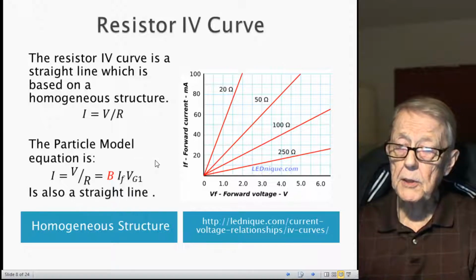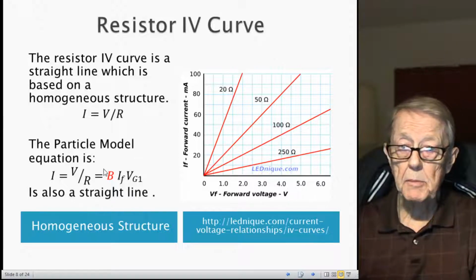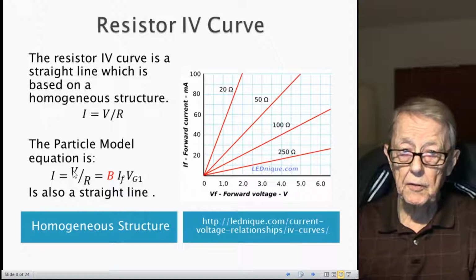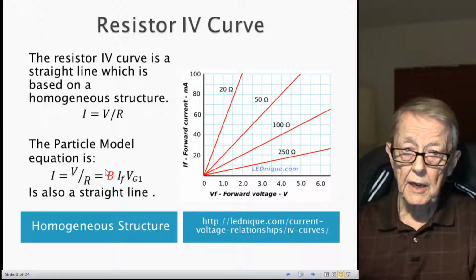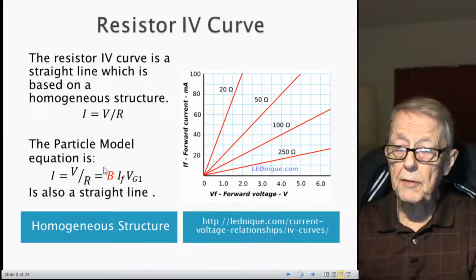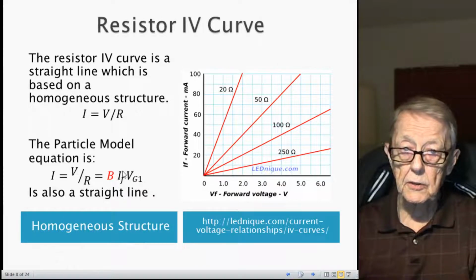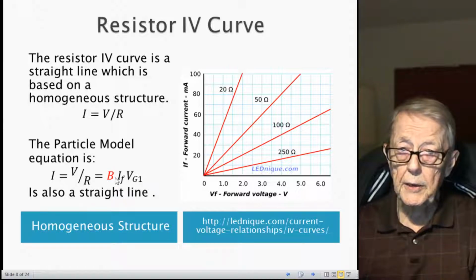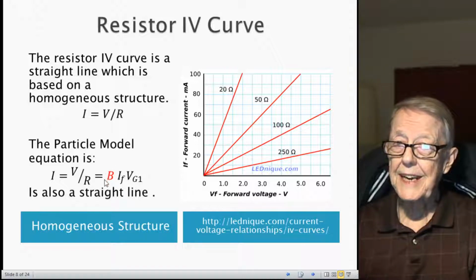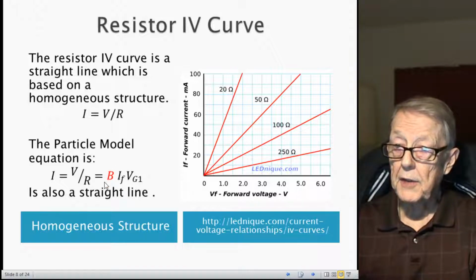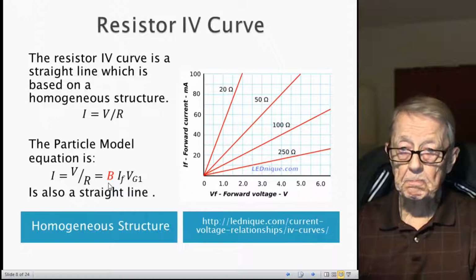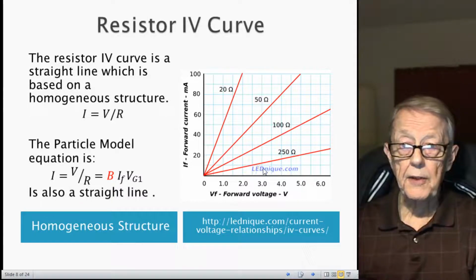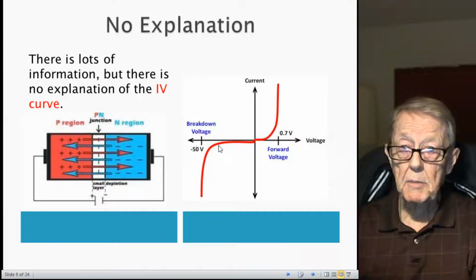The particle model has an equation, and then we generate the same curve. I use volts over resistance. And if you watch some of the previous videos on circuits, you'll have seen where I have shown a current that is proportional to the number of G1 particles entering the diode or entering the resistor. Same straight line curve. Now, that's not the same as the IV curve.